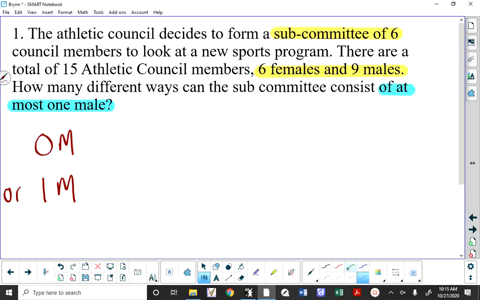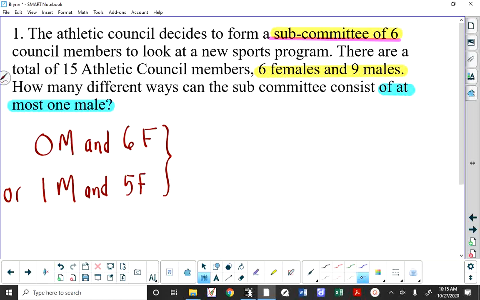Now, if you have 0 males, you must also have 6 females because we need 6 people in total on the committee. And if you have 1 male, you also need, which means and, 5 females. So we have to bring the total up to 6. And all we're going to do is use our combination notation to write out what this answer would be.